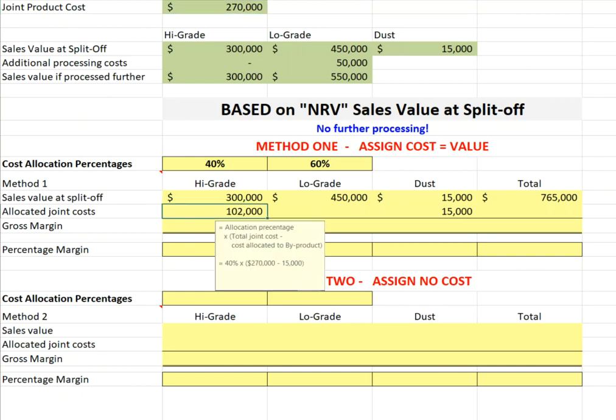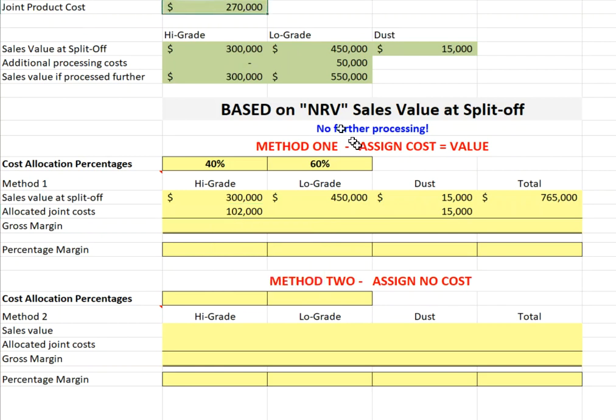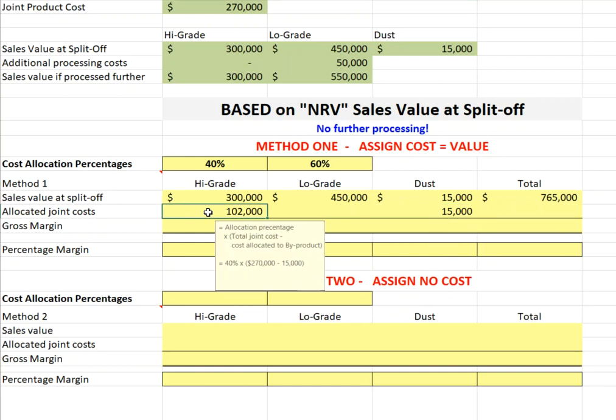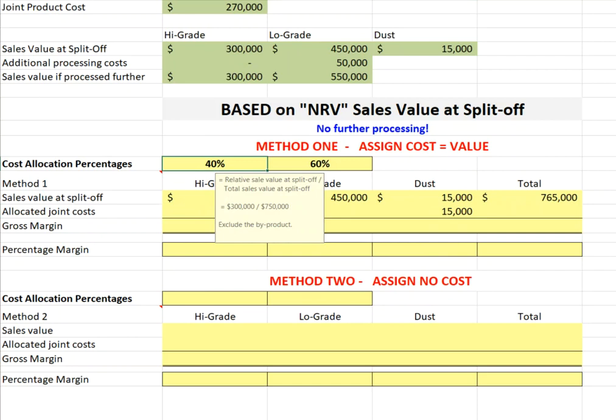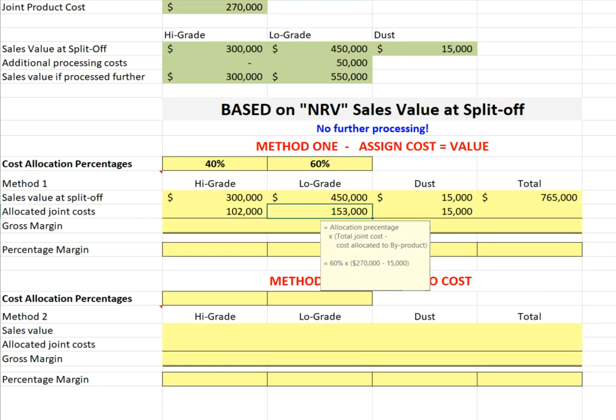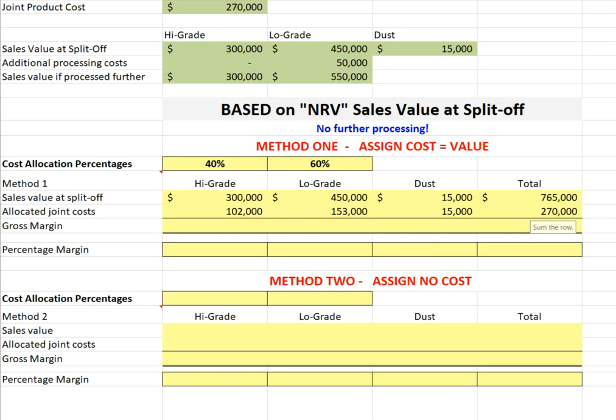We will assign a cost of $102,000 to the high-grade coal. That's the $270,000 in joint product costs, minus the $15,000 in cost we've allocated to the coal dust, multiplied by our 40% allocation percentage. We will assign a cost of $153,000 to the low-grade coal, which is the $255,000 of remaining costs multiplied by 60%. We sum our row to be sure that we've picked up all $270,000 in cost.